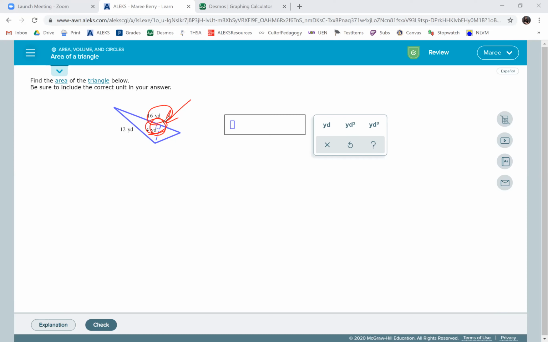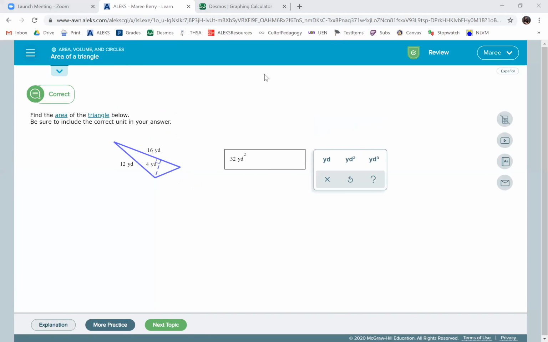I think it'd be easier to divide 16 by 2 and make that 8. And 8 times 4 is 32. So we're going to type in our answer 32 and then put yards squared. So anytime you do the area, you want to have that squared yards right there, or squared whatever unit it is.